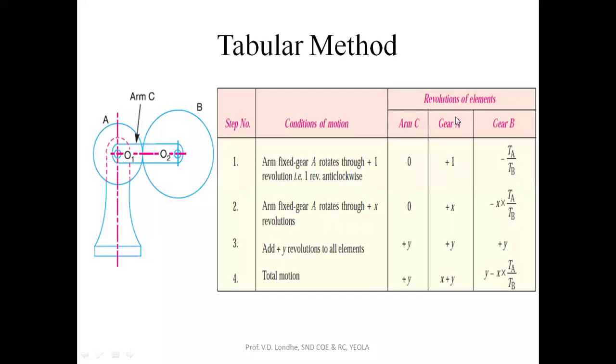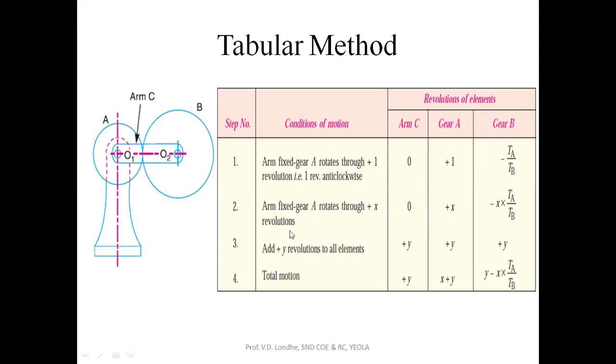So now here the minus sign is due to your gear B having an anti-clockwise sense of rotation. Now what is the second step? Here you have to fix the arm, which means this epicyclic gear train is now completely converted to a simple gear train. Arm is fixed and gear A, instead of giving +1 rotation, here we are giving +x.